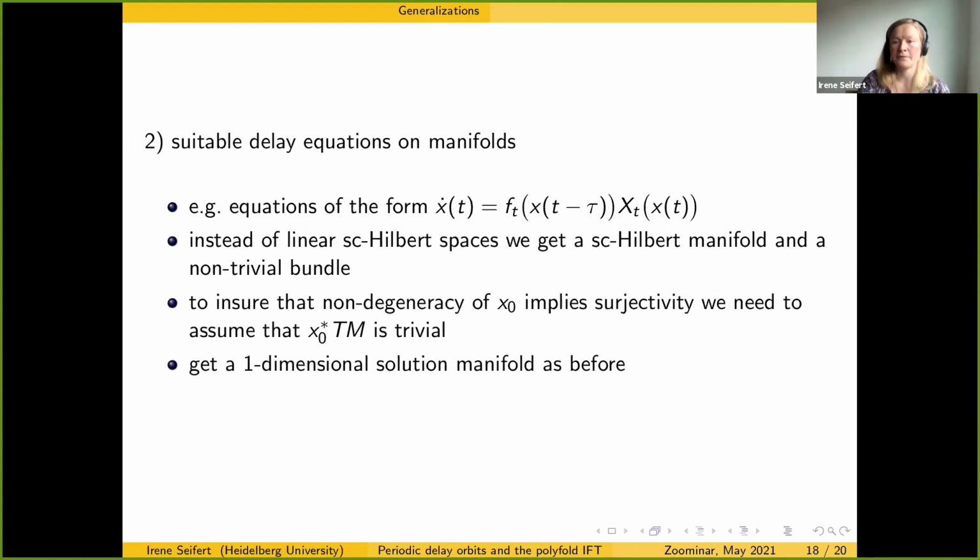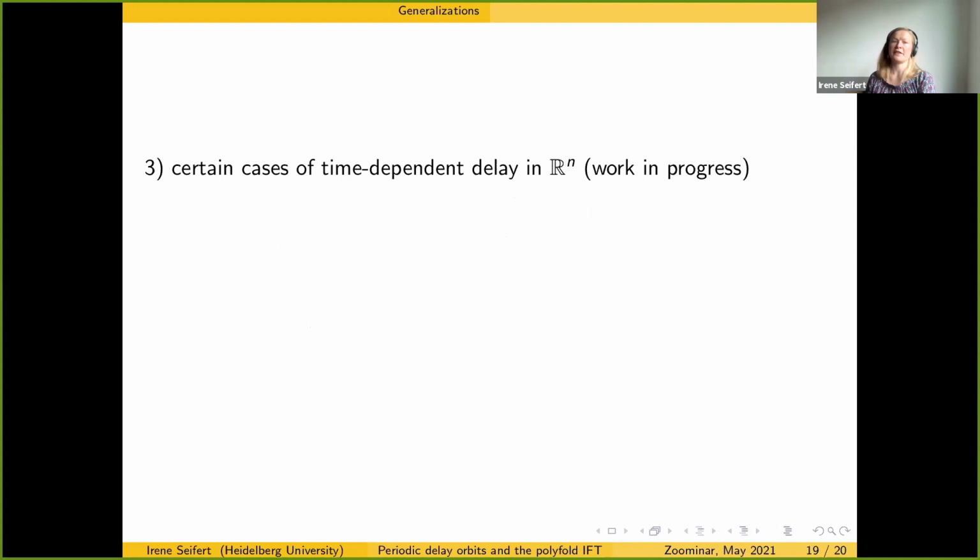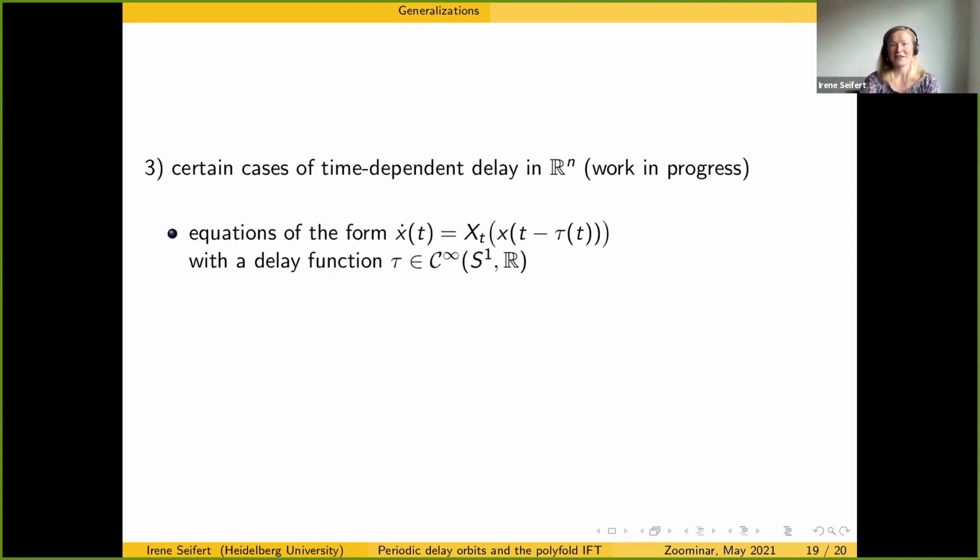And the third generalization is the case of time-dependent delay in Rn. This is the most interesting one, but also still work in progress. So by this, I mean equations which look more or less like in the beginning, but now the tau is not just a real parameter, but it is a delay function. So let us say a smooth function.